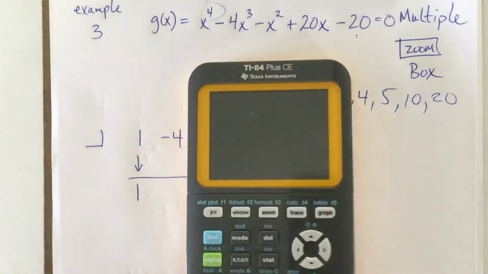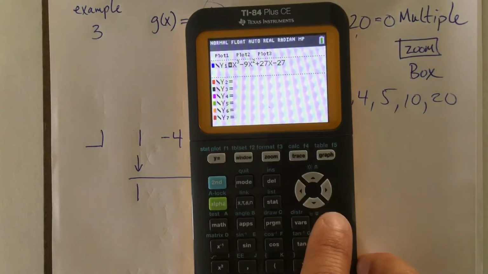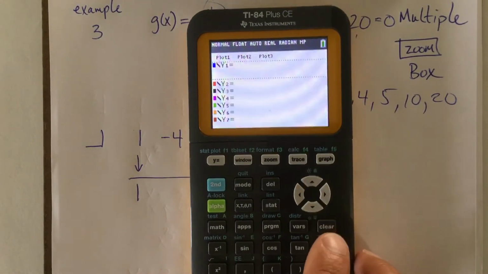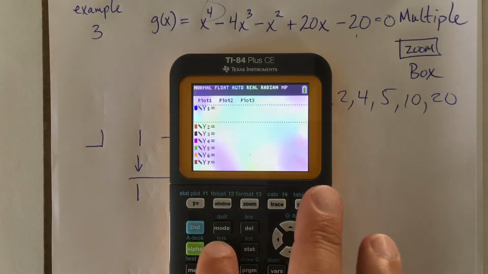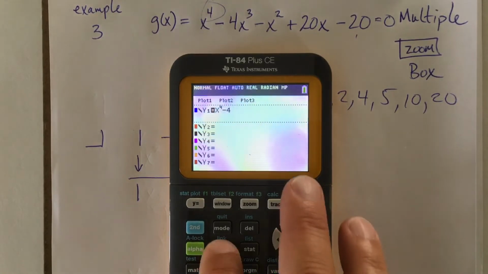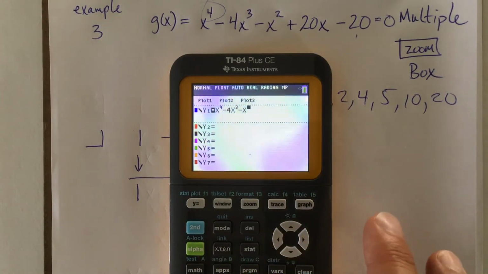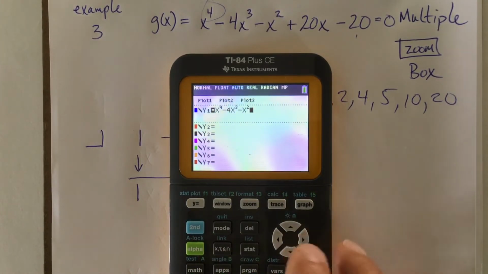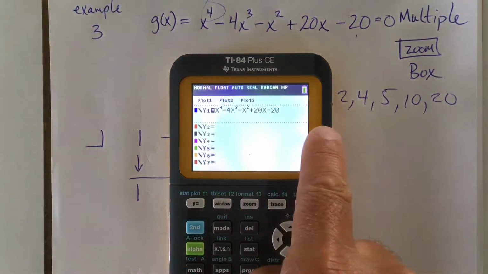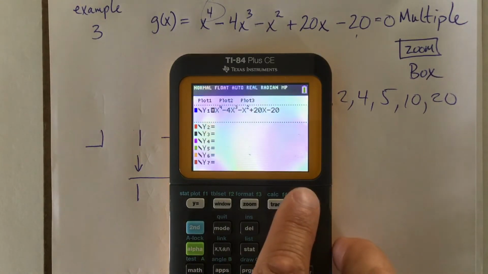I don't know, so that's when I grab my calculator and I hit y equals. I'm going to clear the last one out, get rid of it, and enter in x to the 4th, minus 4x to the 3rd, minus x to the 2nd, plus 20x, minus 20. And I have everything entered in. Make sure you got it right. If your graph doesn't match mine, that's why. Hit graph.